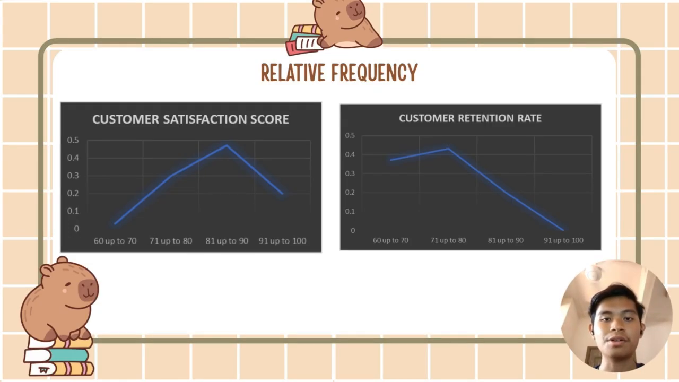Up next, for 81% up to 90%, the relative frequency for customer satisfaction score is 0.47, while the customer retention rate is 0.2. Last but not least, for 91% up to 100%, the relative frequency for customer satisfaction score is 0.2 and a mere 0 for customer retention rate.